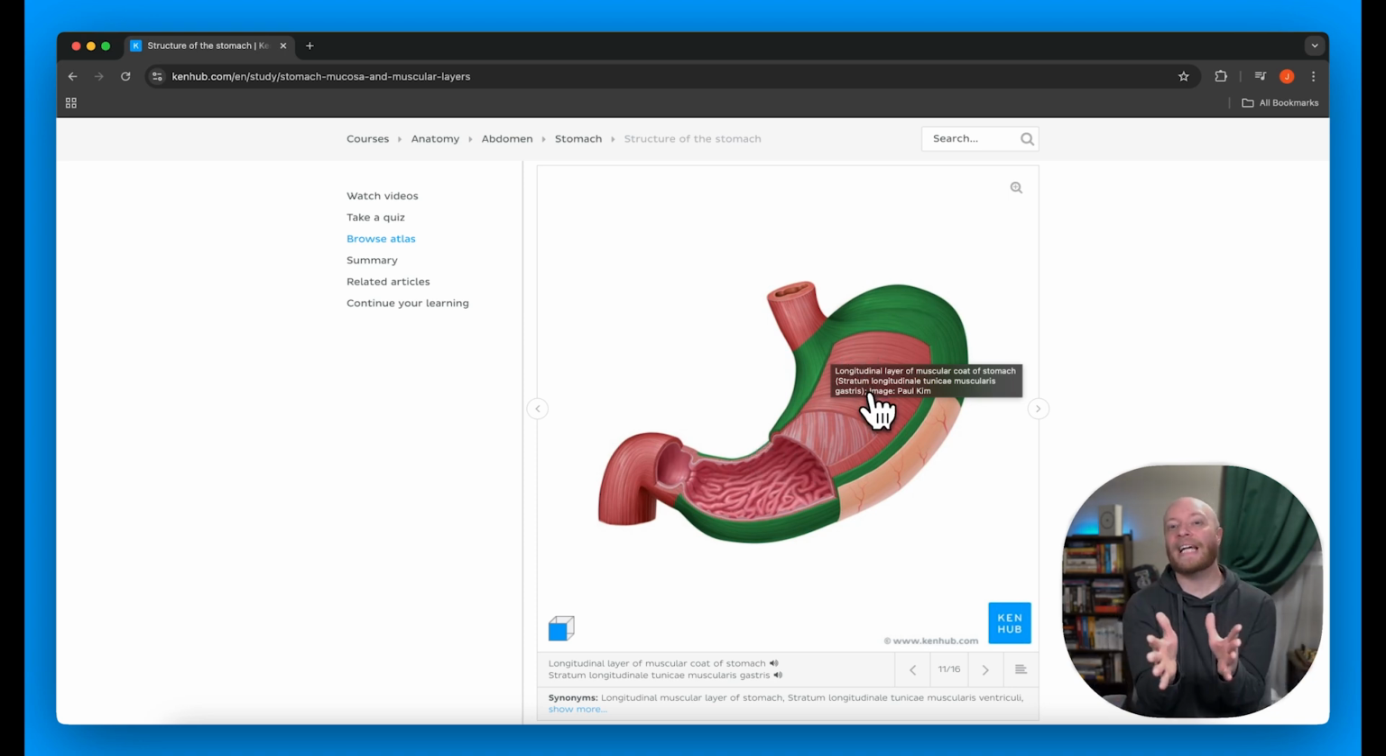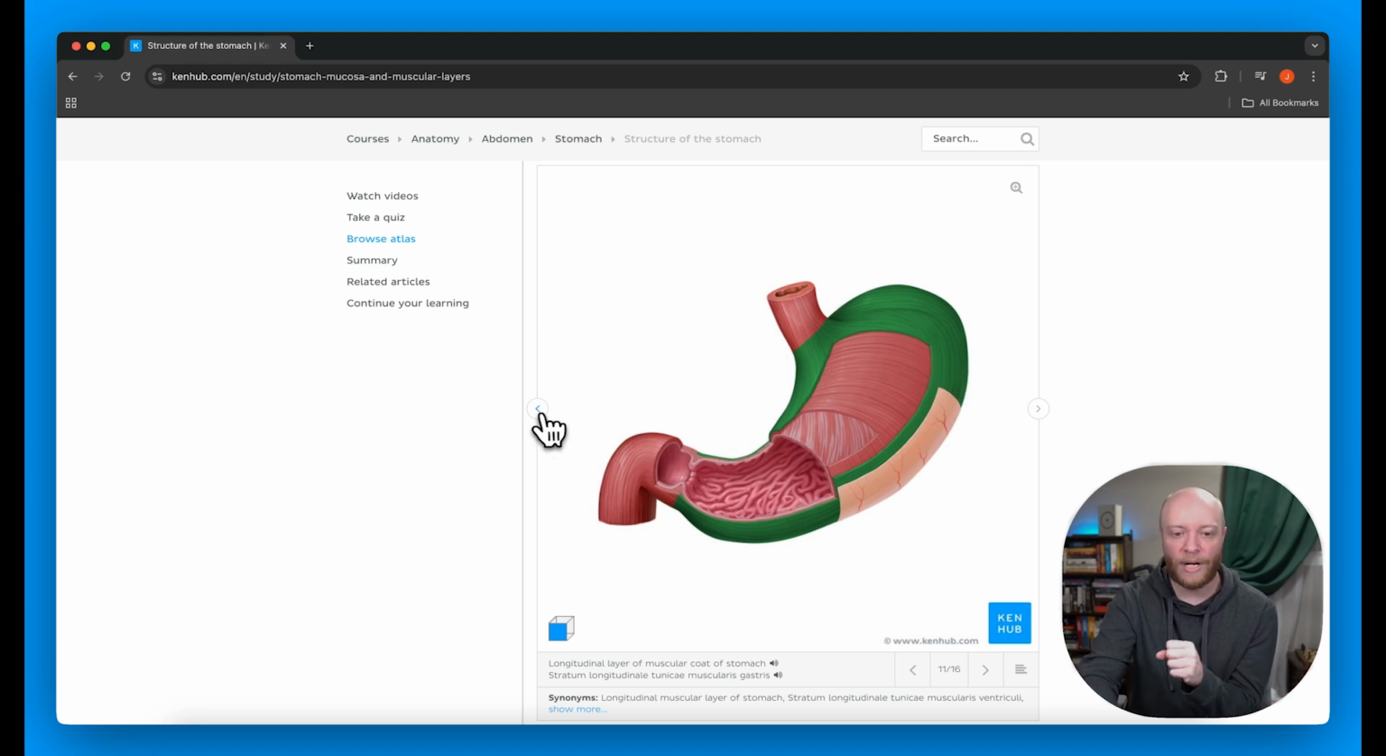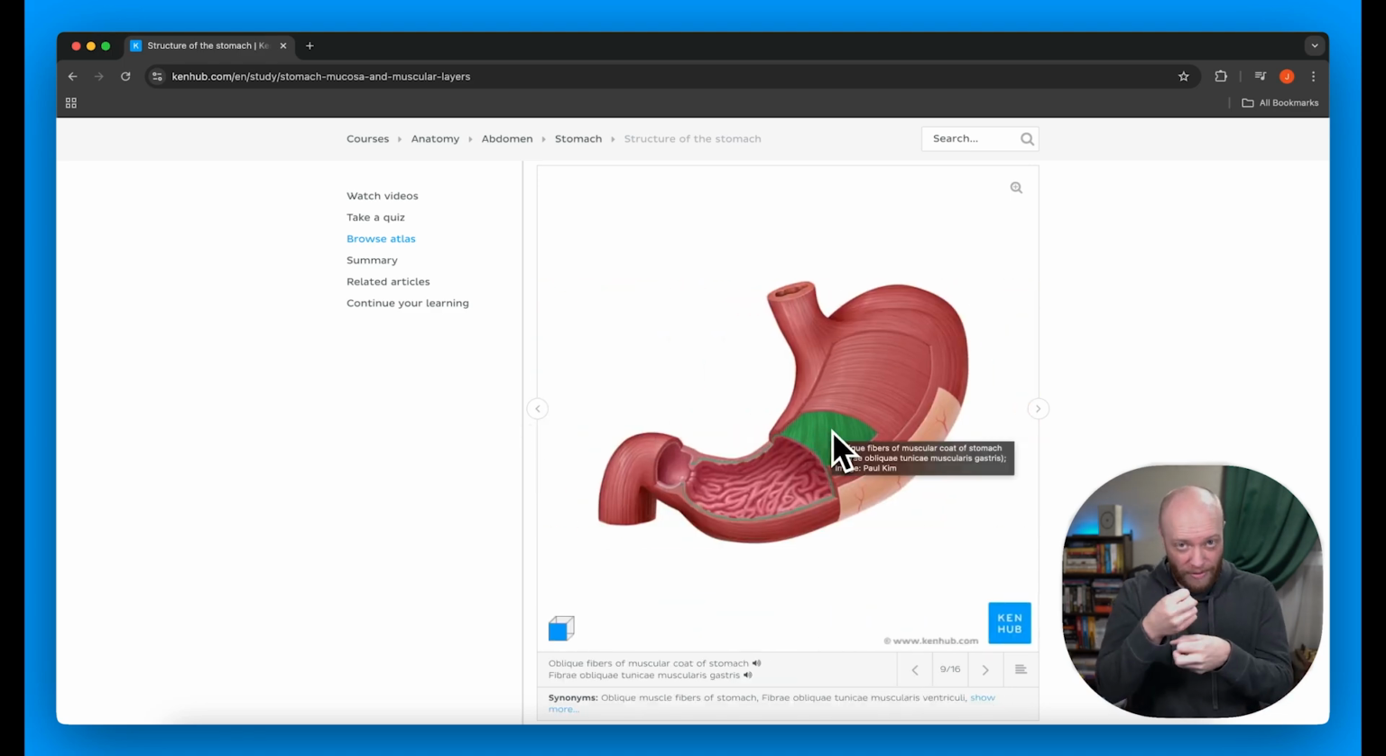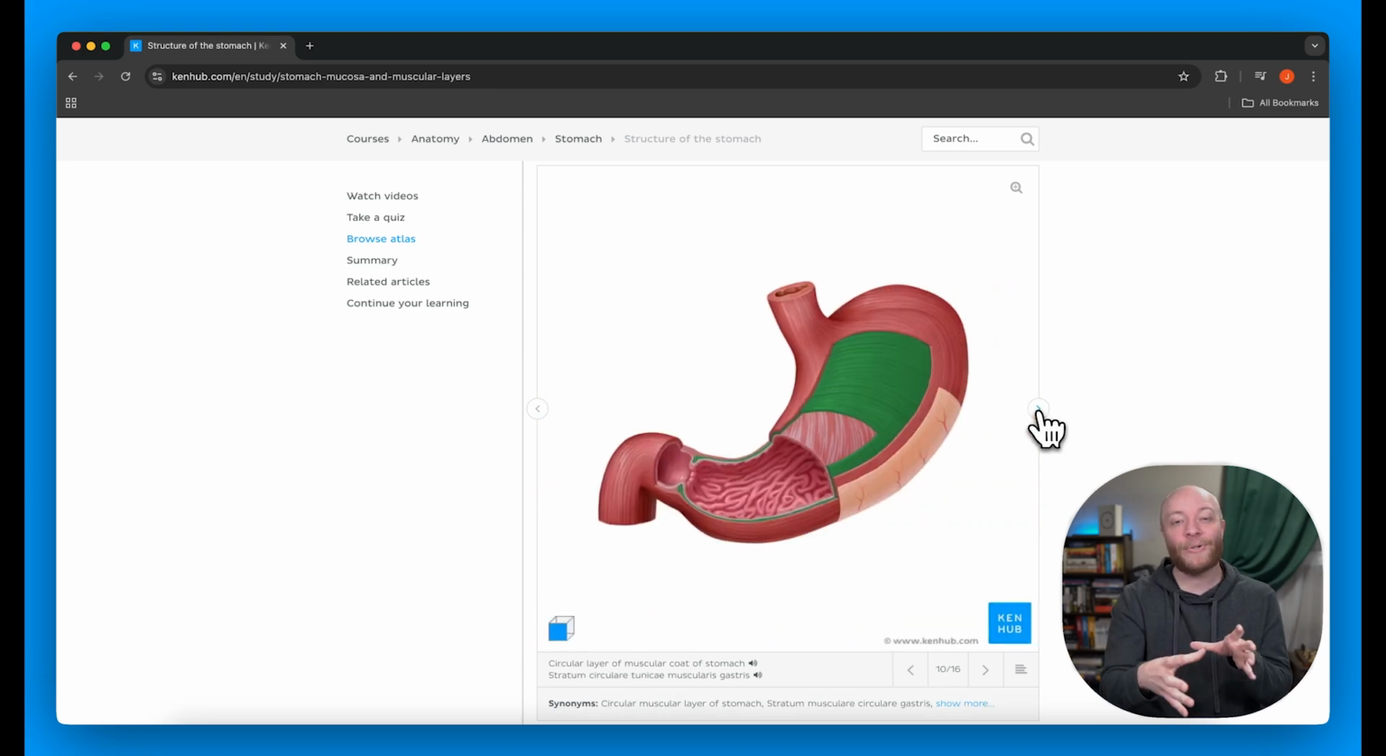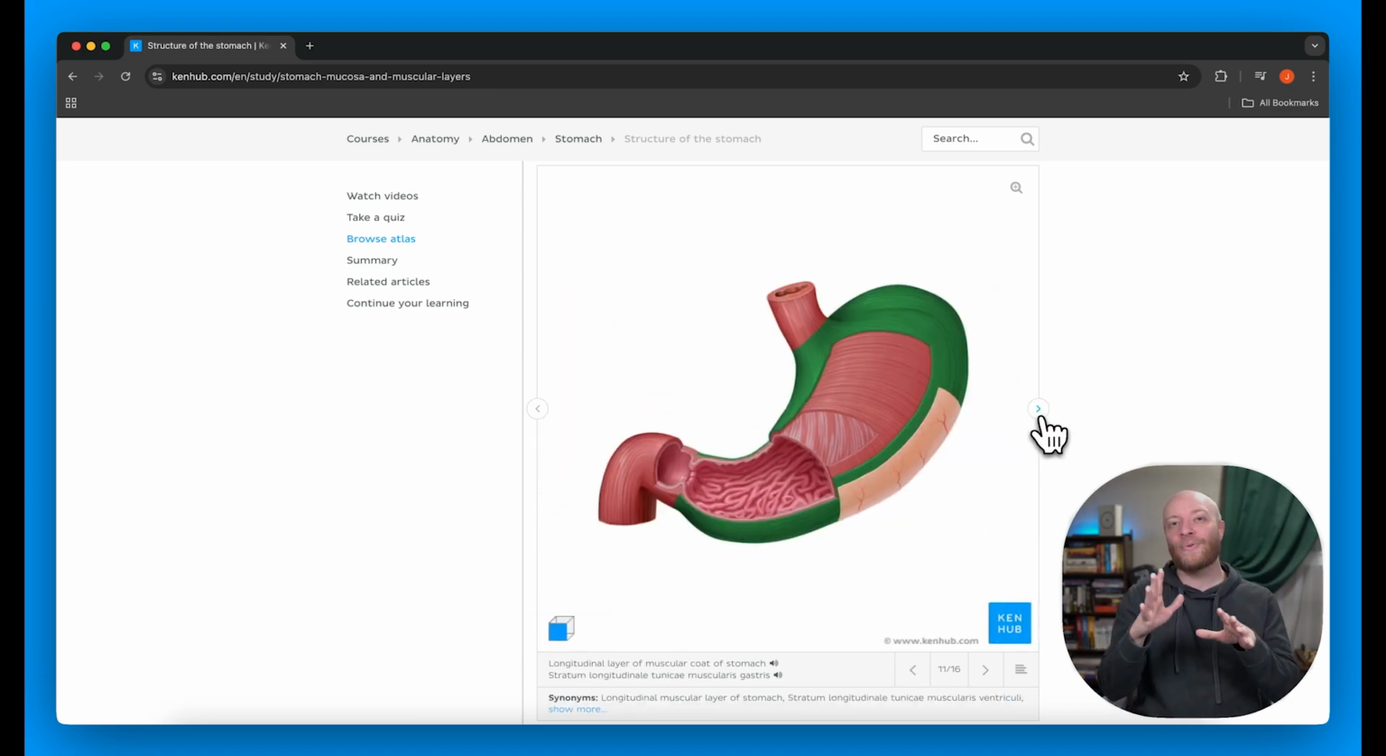So these are 3 layers. Just as a quick refresher, right? We have the oblique fibers, which churn. Then we have the circular layer, which constricts. And then we have the longitudinal layer, which helps to propel. All 3 of these are muscular layers on the external aspect of the stomach.